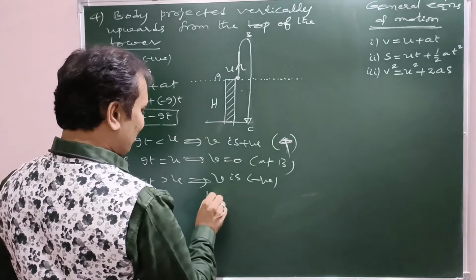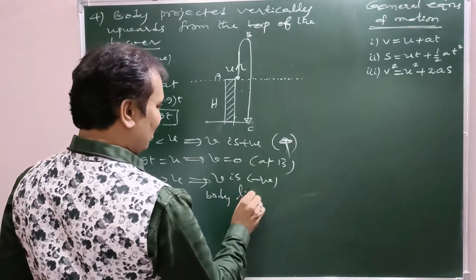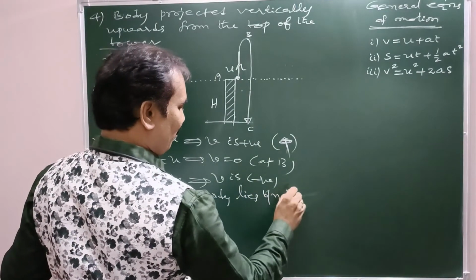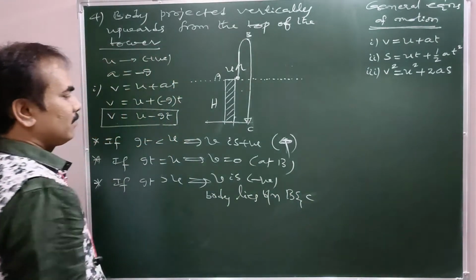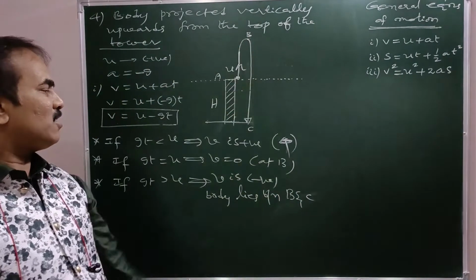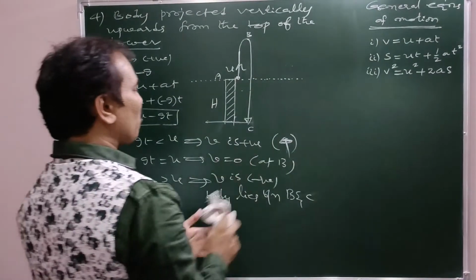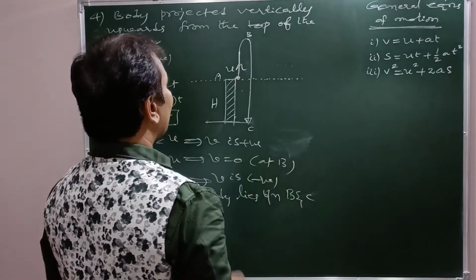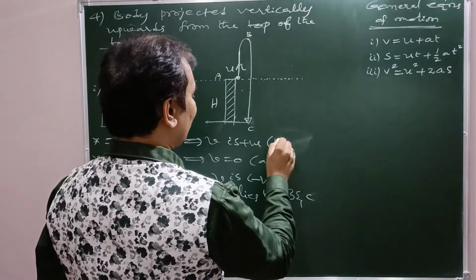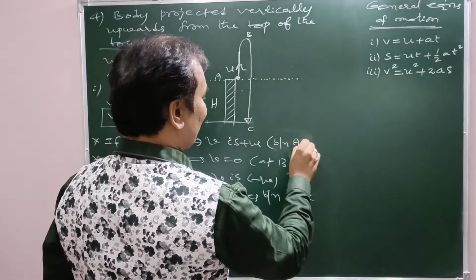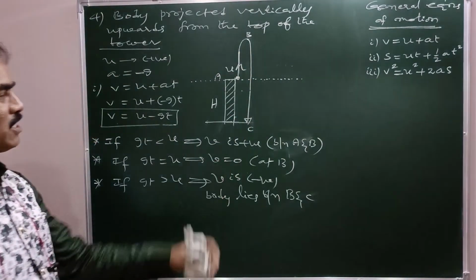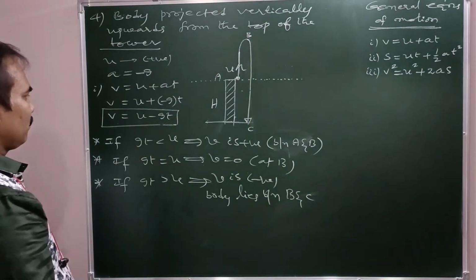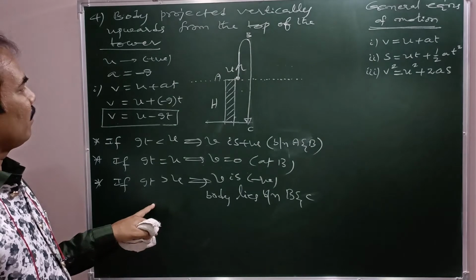So the body lies between B and C. Points B and C, right? Somewhere between B and C. Here v is positive means the body lies between A and B. Between A and B. V is 0 means the body is at the highest point B. Am I right? Okay, that is the meaning.